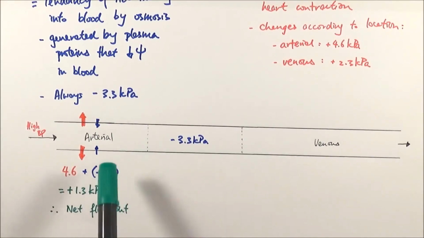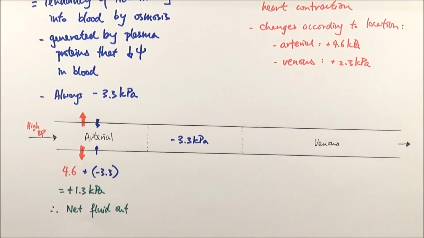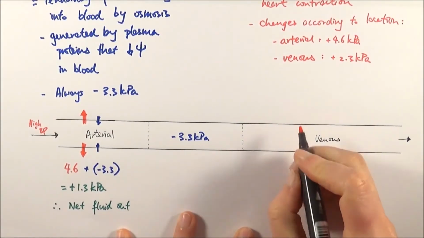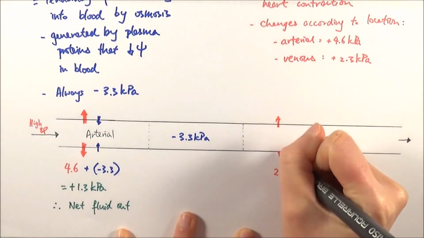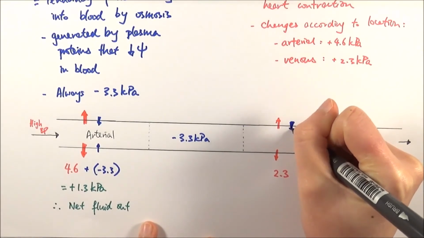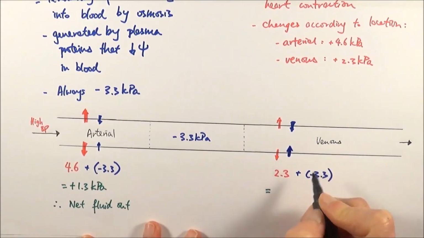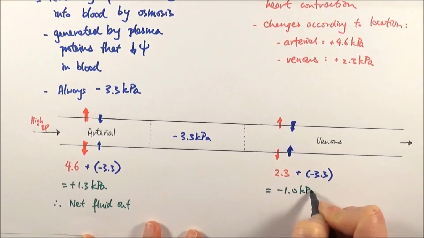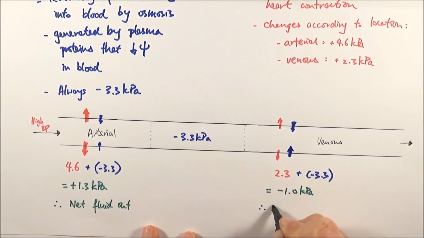Then the blood continues to travel along, and there's no net movement here, as the filtration pressure is equalized. Then finally we get to the venous end. Same thing, we compare the two. Here the hydrostatic pressure is 2.3 kilopascal, so again it's moving out. Oncotic pressure stays the same. But if you do the calculation this time to find the overall filtration pressure, it is minus 1 kilopascal. Because it's minus, it means that there is net fluid in.